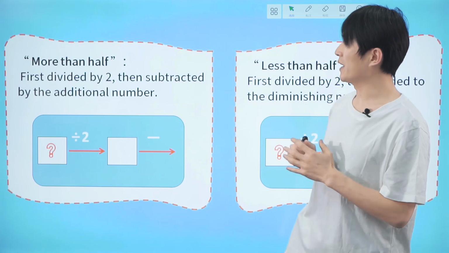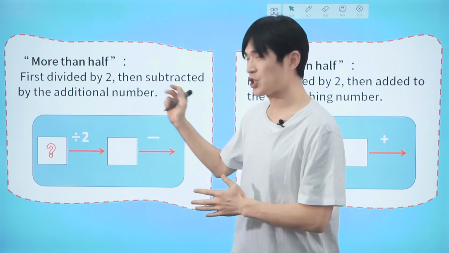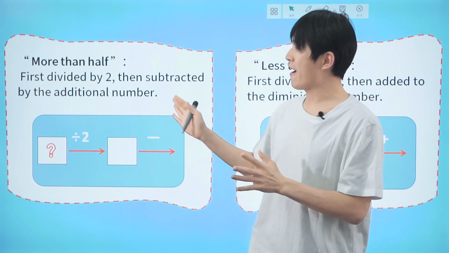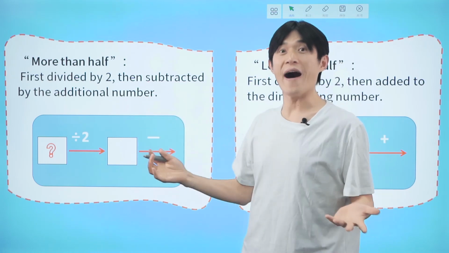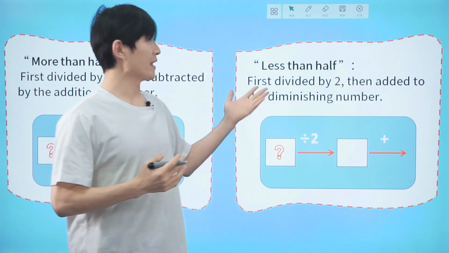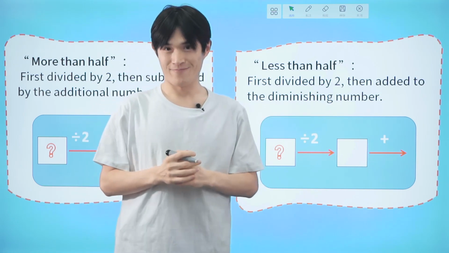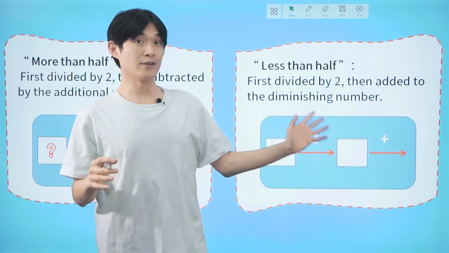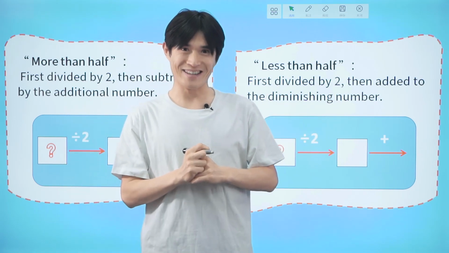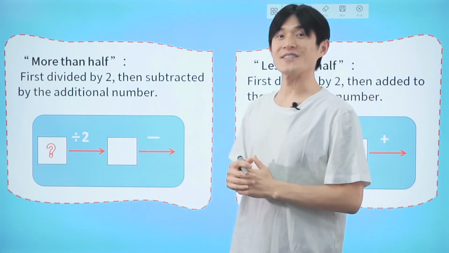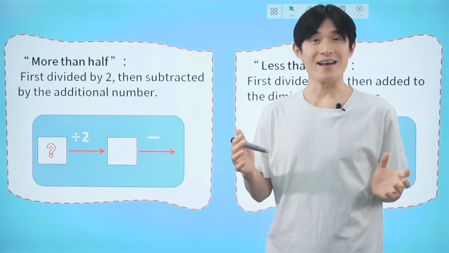So here comes our summary. More than half: divided by 2, then subtracted by the additional number. So 5 more than half, divided by 2, and then subtracted by the number 5. And then, what is the meaning of less than half? First divided by 2, then added to the diminishing number. 3 less than half: divided by 2, and then add 3, right? You put 3 back into the basket. Okay, so this is the first question, and this is the meaning of more than half and less than half.